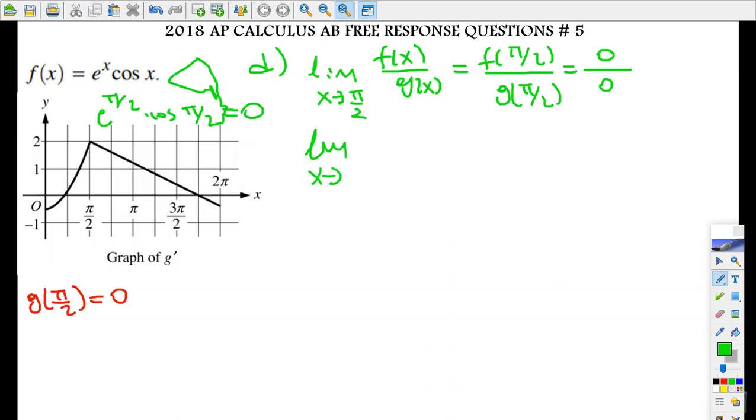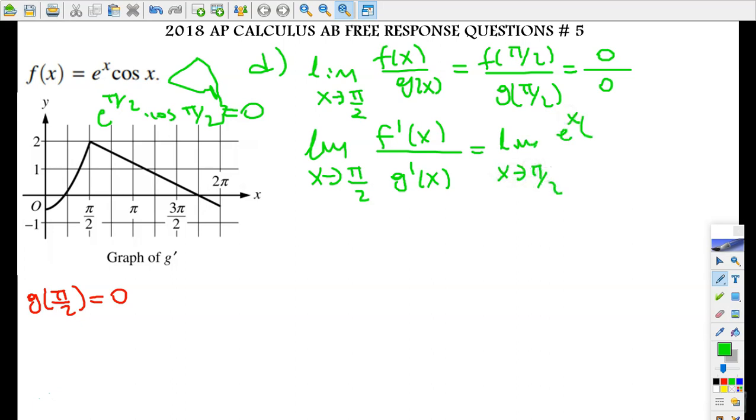Limit as x approaches pi over 2. If I take the derivative of the top function, it's going to be f prime of x over the bottom function, which will be g prime of x. If you remember, f prime of x is equal to e to the power of x times cosine x minus sine x, over g prime of x.